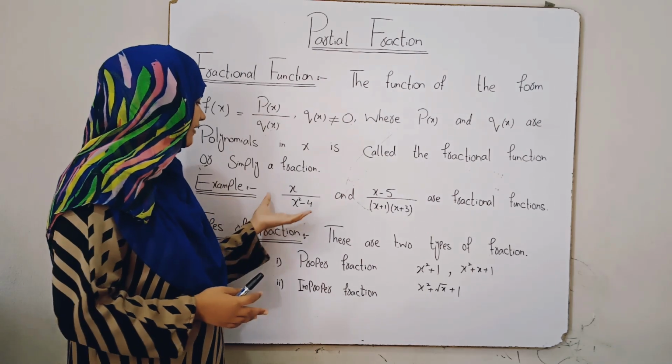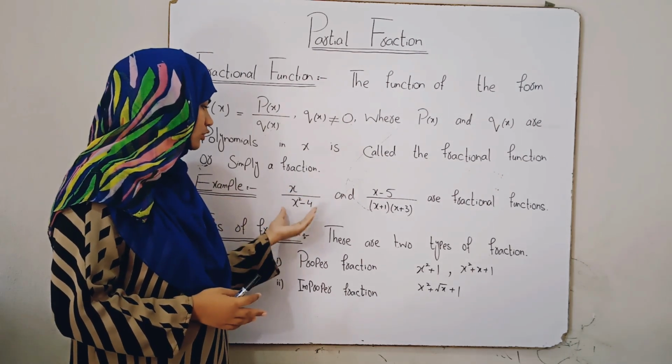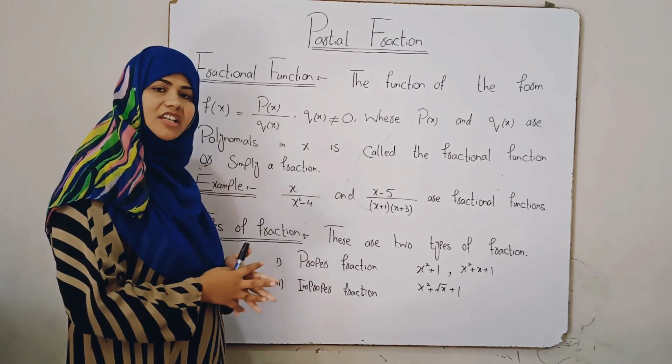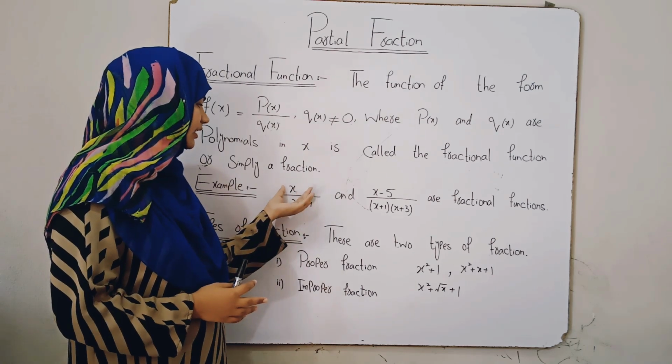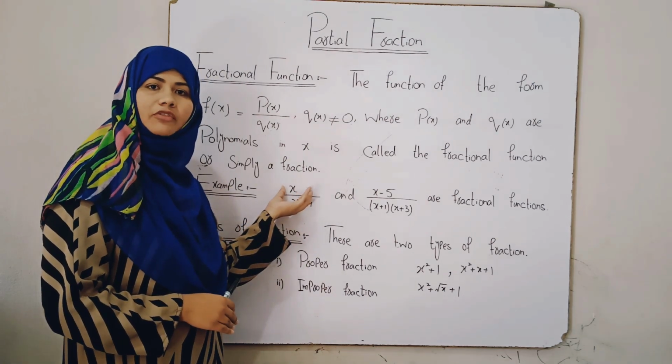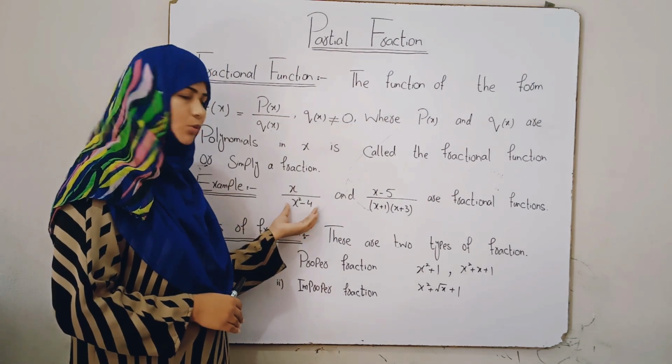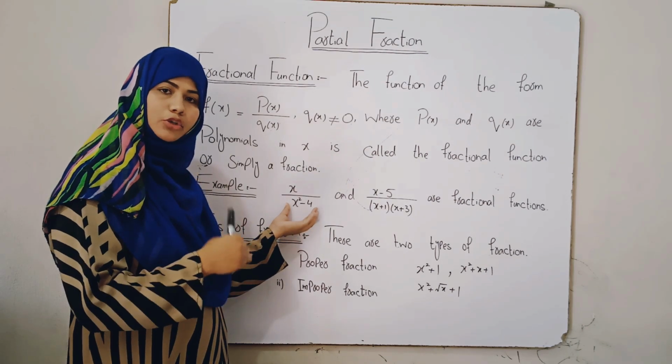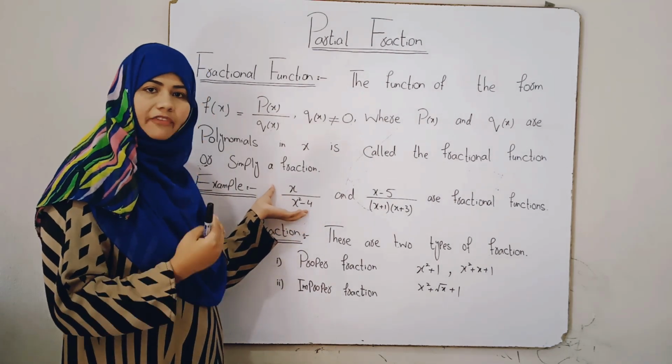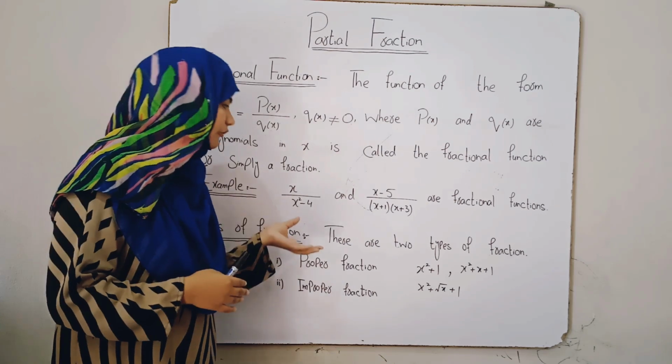For example, we have an expression that is x over x square minus 4. In this expression you can see that in numerator we have a polynomial of degree 1 and in denominator we have a polynomial of degree 2. So this expression is a fractional function or simply a fraction.